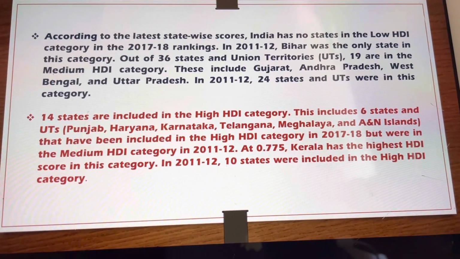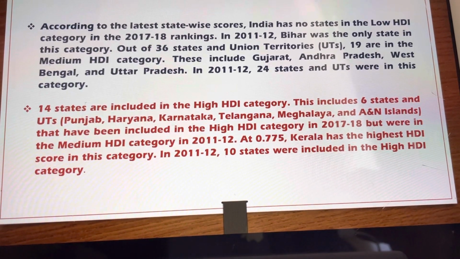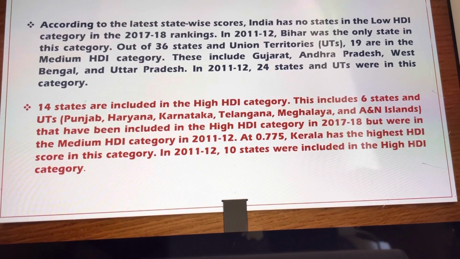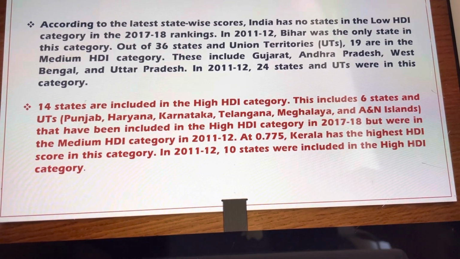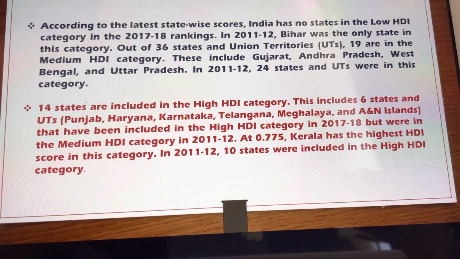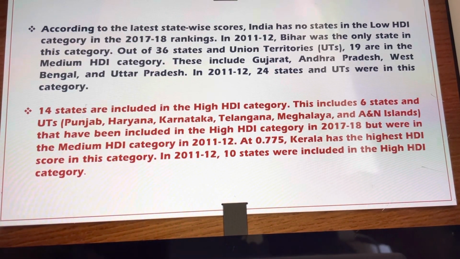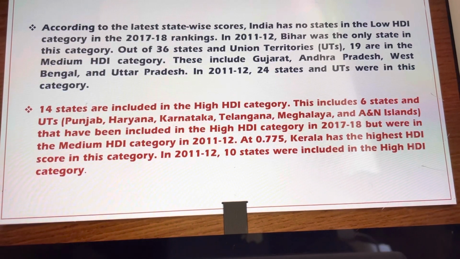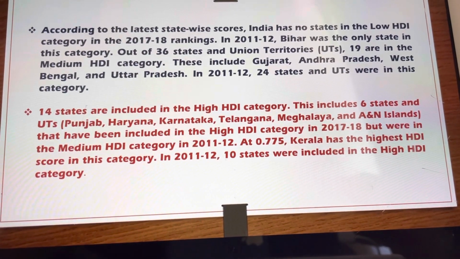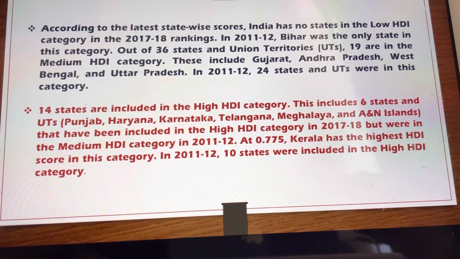According to the latest statewide scores, India has no states in the low HDI category. In 2011-12, Bihar was the only state in this category. Out of 36 states and union territories, 19 are in the medium HDI category. These include Gujarat, Andhra Pradesh, West Bengal and Uttar Pradesh. In 2011-12, 24 states and union territories were in this category.